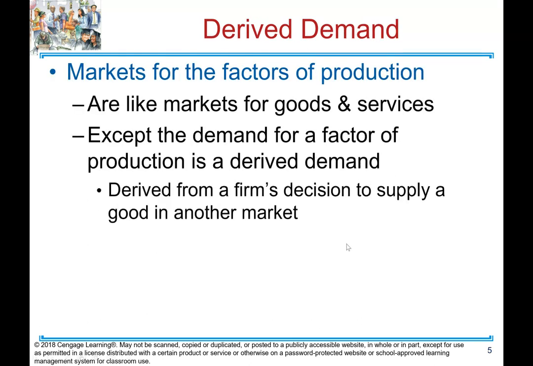Derived demand. Markets for factors of production are like markets for goods and services, except the demand for a factor of production is a derived demand, derived from the firm's decision to supply a good in another market.